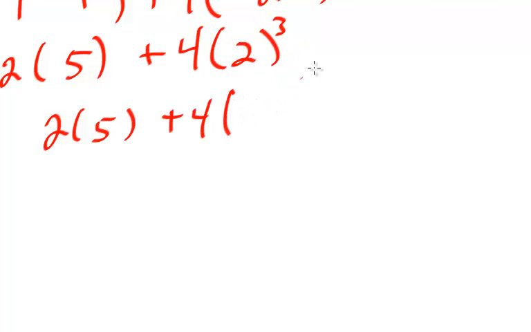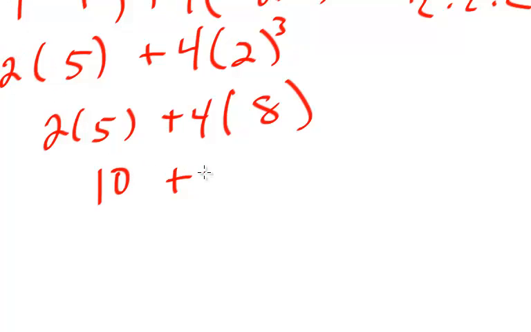2 to the third is 2 times 2 times 2. That is 8. A lot of people will put 6 there. That's a common mistake. Do not do that. 2 times 5 is 10. When you see a number beside a parenthesis right there, there's like a little times sign there. And 4 times 8 is 32. So 10 plus 32, that's 42.